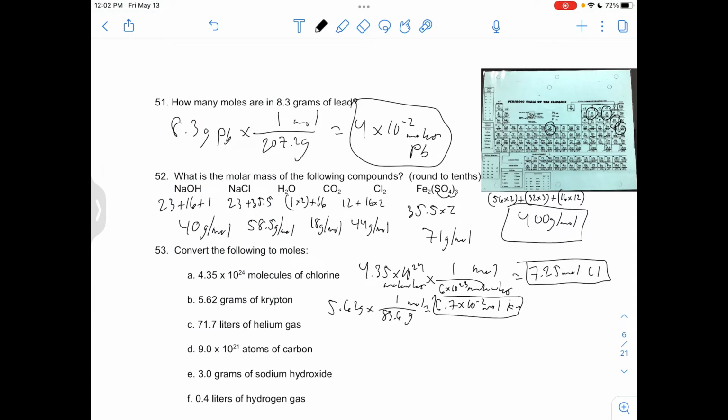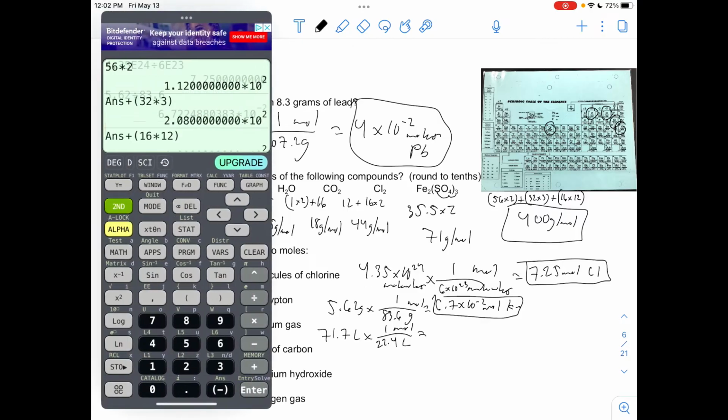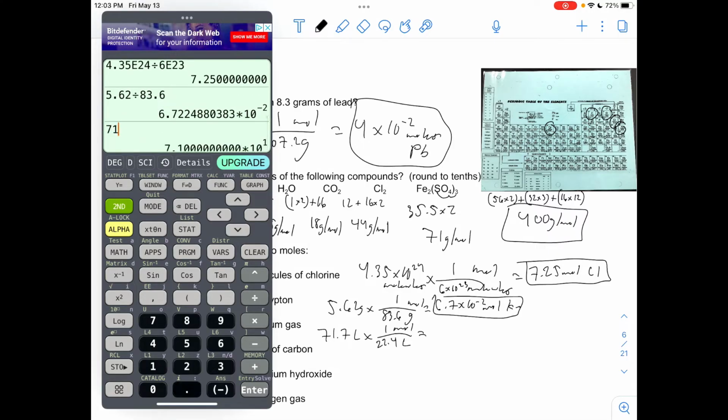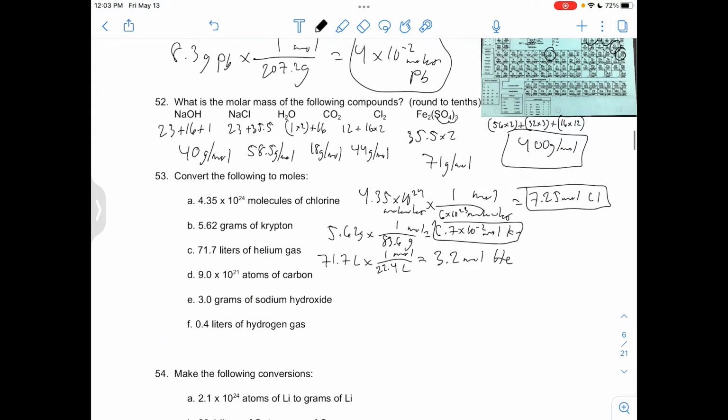Box my answers a little bit more neatly. Helium gas, 71.7 liters. Remember, it has to be liters of a gas, not liters of a liquid, in order to use 22.4. It doesn't matter what kind of gas it is. That's kind of the cool thing. As long as it's a gas, 22.4 liters of it will be 1 mole. 71.7 divided by 22.4, so 3.2 moles of He.